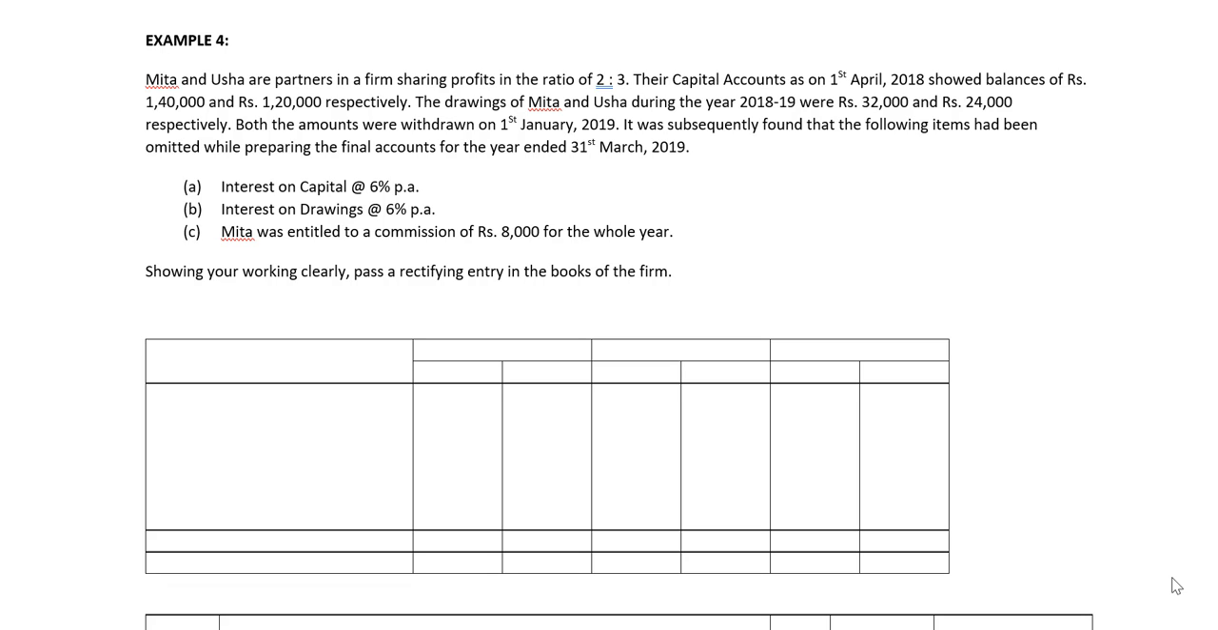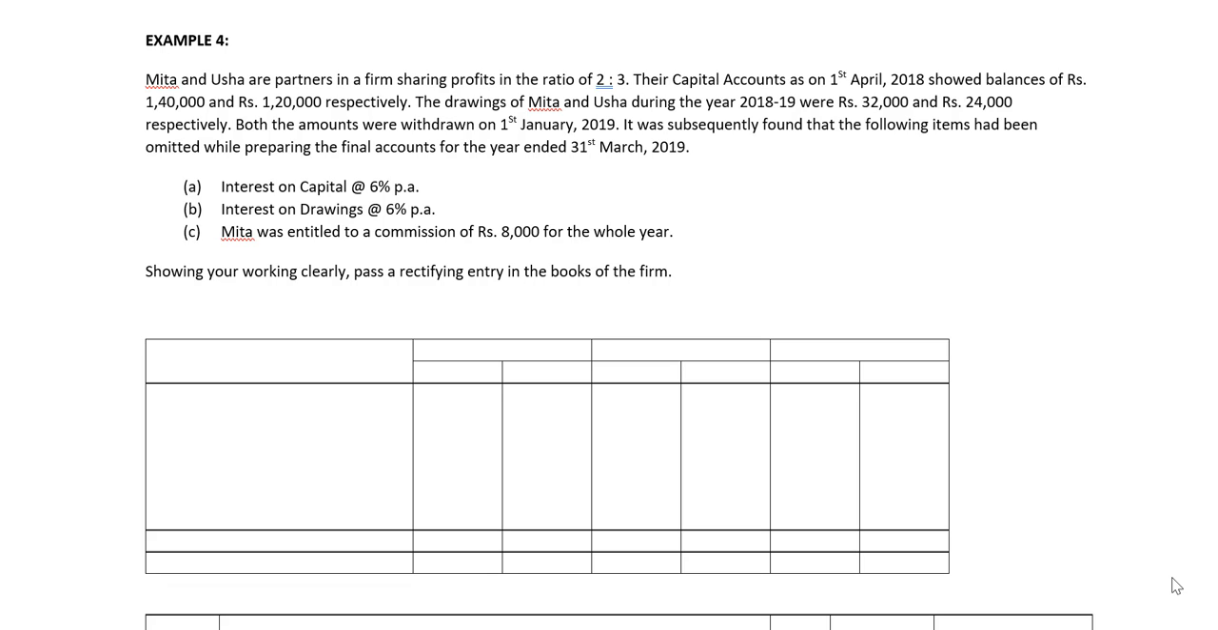It was subsequently found that the following items had been omitted while preparing the final accounts for the year ended 31st March 2019. A. Interest on capital at 6% per annum. B. Interest on drawings at 6% per annum. And C. Meeta was entitled to a commission of rupees 8,000 for the whole year. Showing your working clearly, pass a rectifying entry in the books of the firm.